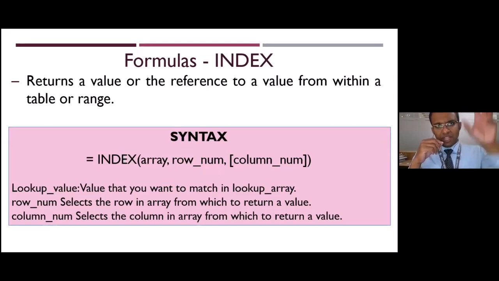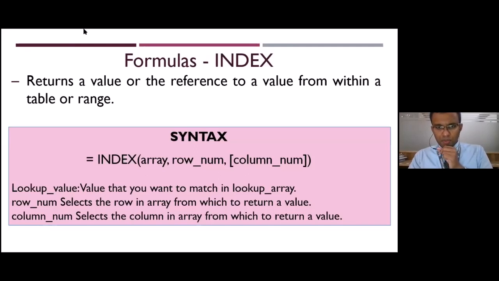When you have an array of data, you give the coordinates, that is, you give the row number and then the column number. The index formula will find out, at the coordinate that you have specified, what value has been mentioned. The syntax displayed on the screen is equal to INDEX, open bracket, you define the array, the row number, and the column number. Let's quickly learn this one.